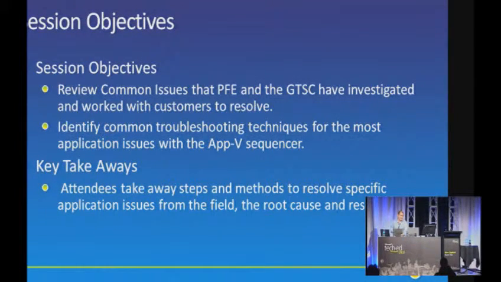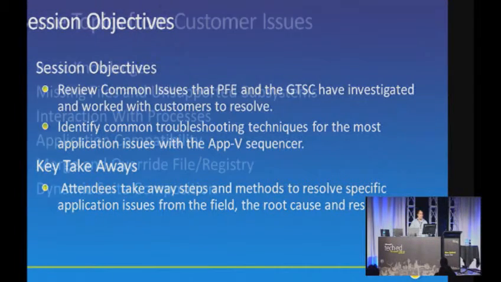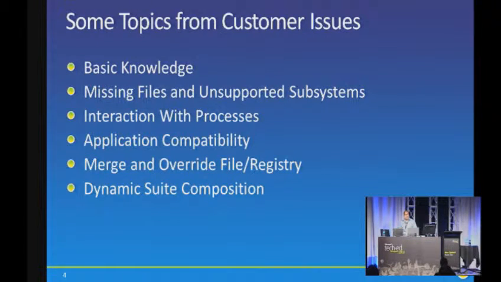So what I wanted to cover today is some of the pain points we've gone through with customers. These are sequencing issues or challenges we've had. There are a couple of topics that will come up as we go along in this hour. Some of it's going to be general basic knowledge. Other bits are around missing files and unsupported subsystems that the sequencer can't handle. Other areas are interaction with processes on the local platform. There's some stuff around application compatibility using AppV, and some items around merging and overriding the file and registry.